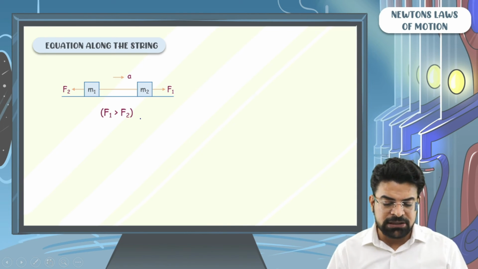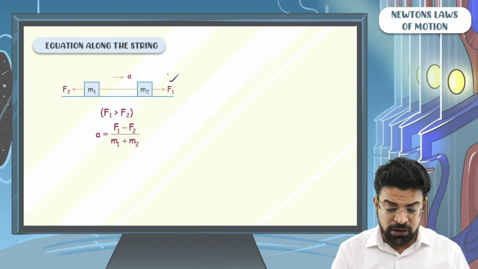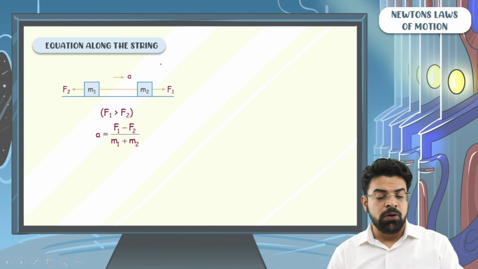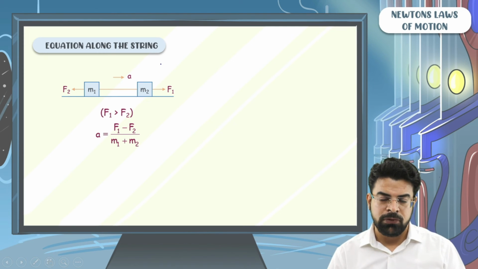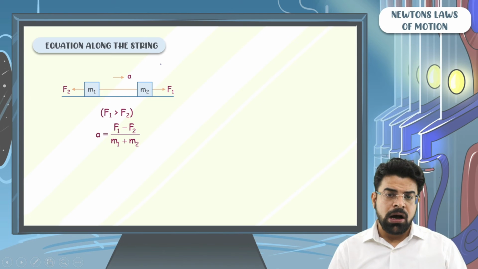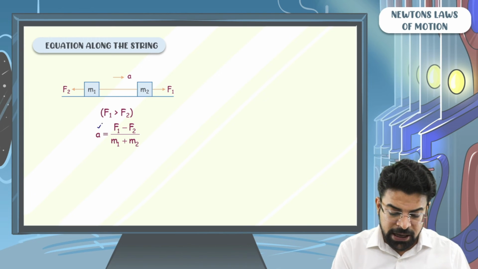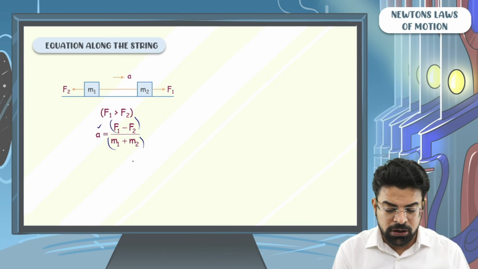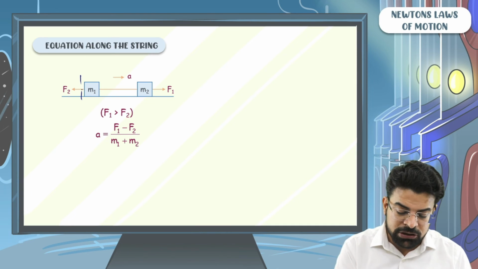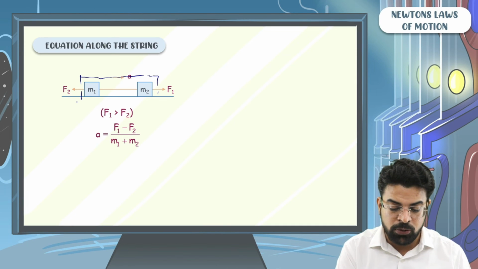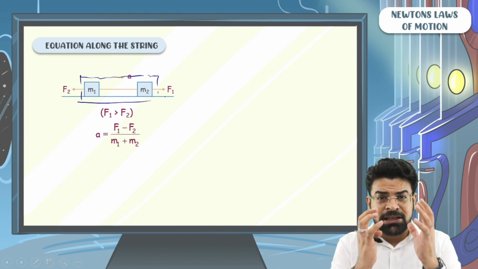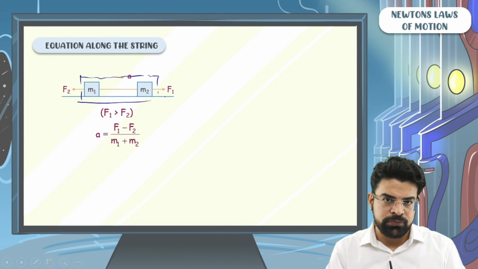We will write the acceleration will be equal to net force upon total mass. So acceleration will be equal to F1 minus F2 upon total mass, m1 plus m2, and this is how we can find the acceleration. Now here, how dare we write the acceleration equals net force upon total mass? Because we have assumed the whole system as a rigid body, a body of mass m1 plus m2.